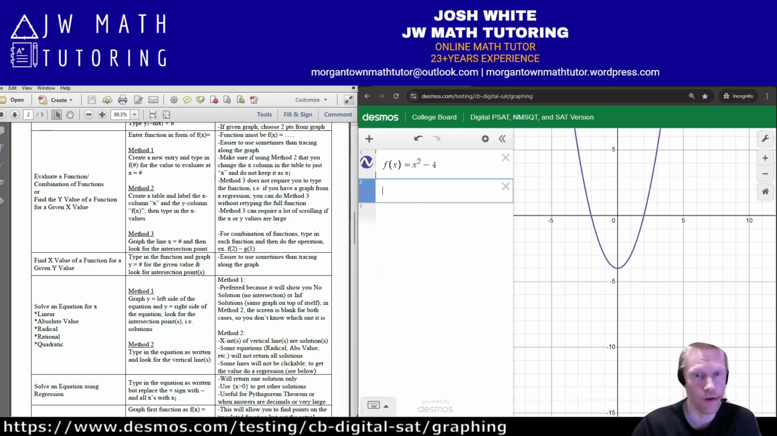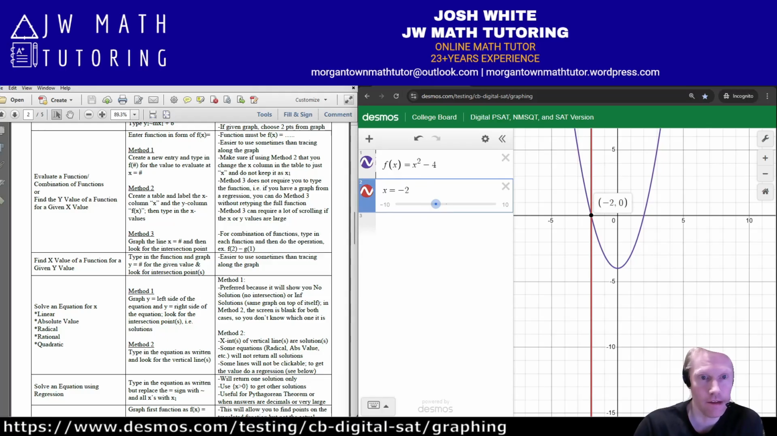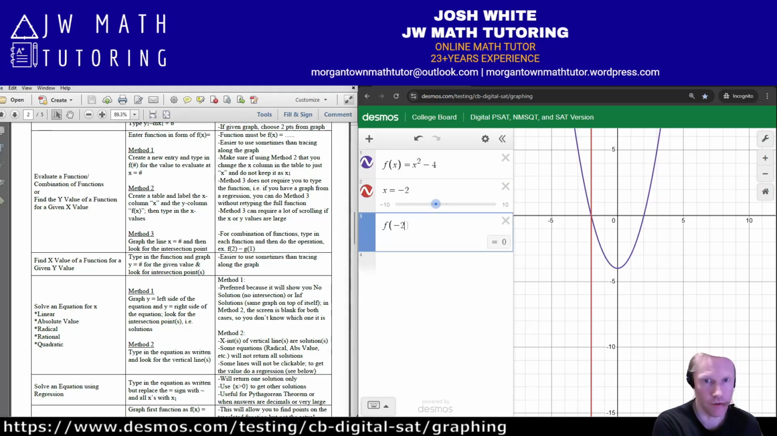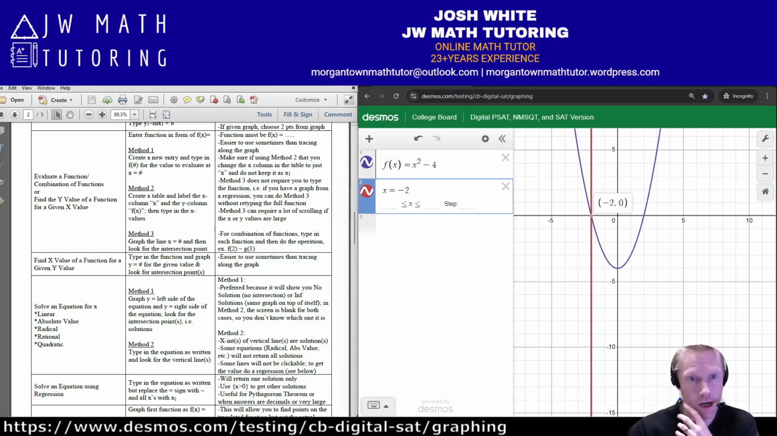And of course, the third method, and this is what I actually showed in one of the problems we just went over, is I could just type x equals the value and then look at the intersection point, and the y coordinate of that is the answer that you're looking for. So in other words, f(-2) is just 0. Okay, so this is just a third method that you can use. Basically, you graph x equals whatever the number is, and you look at the intersection point.